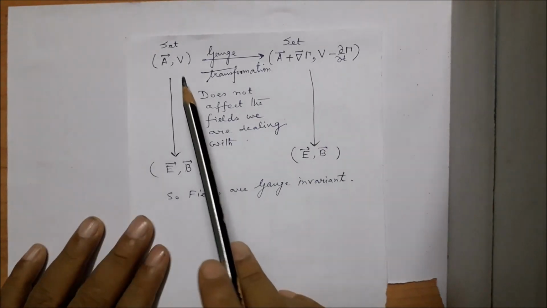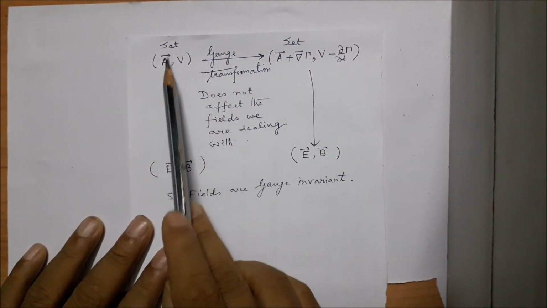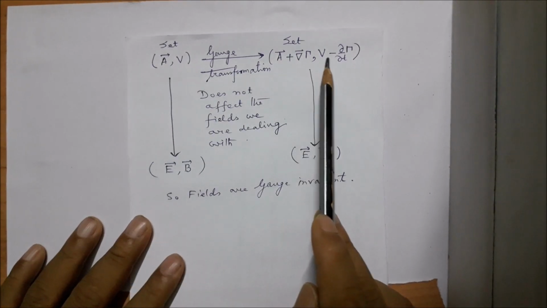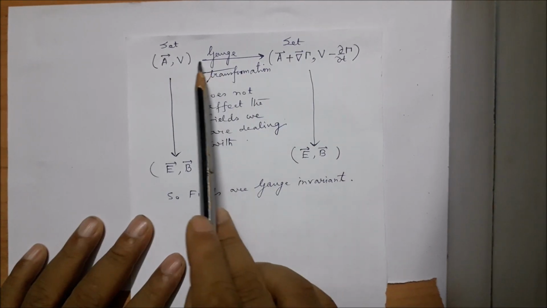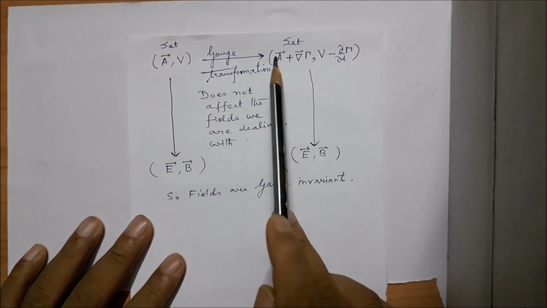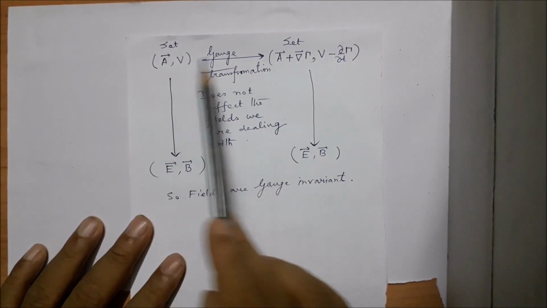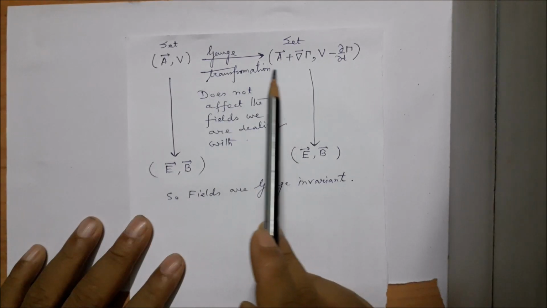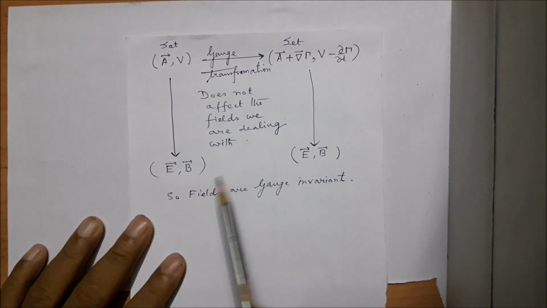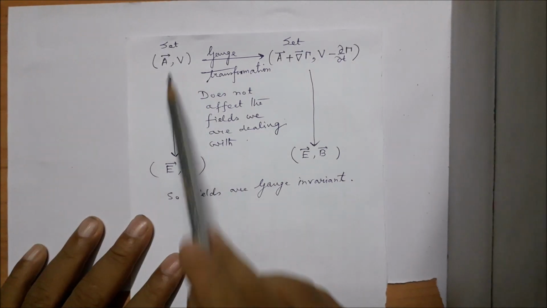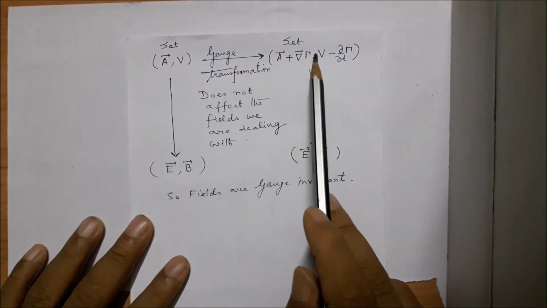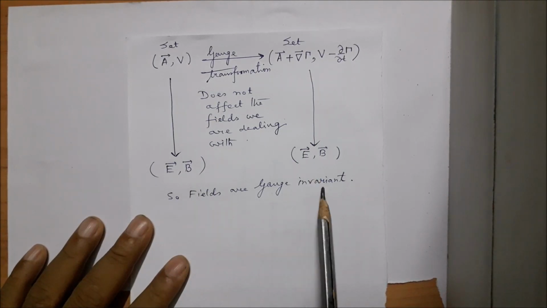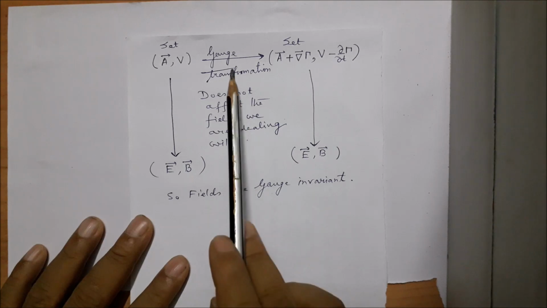Let us show it here through this diagram. So this is the set A and V, and this is another set, A plus grad gamma and V minus del del T of gamma, and if we move from this set to that set or the reverse way, what we are doing is we are making a transformation. This is called gauge transformation. Now this transformation does not affect the field values because this set gives us the same field as this one gives. So we say that fields, that is E and B, are gauge invariant. They are invariant under gauge transformation.